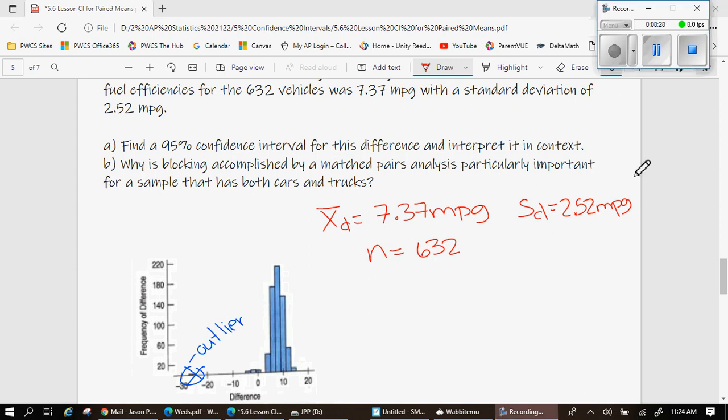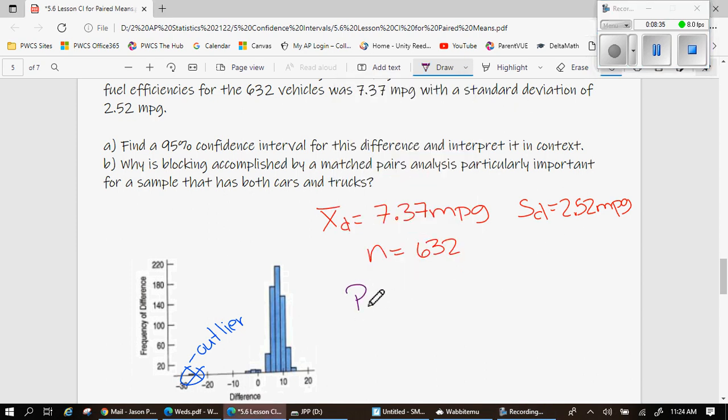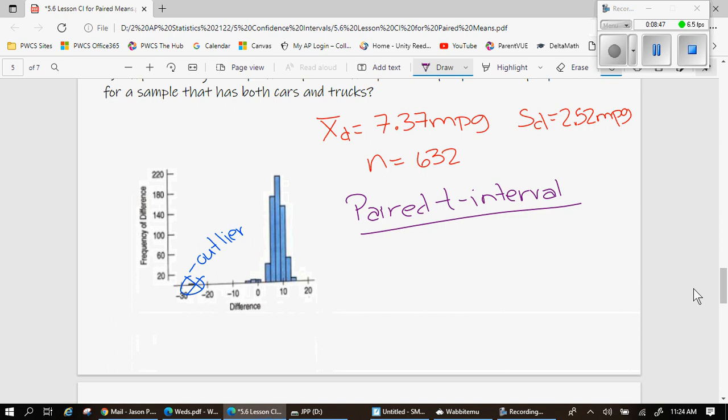So we're going to go ahead and do a paired t-interval. And you should name it paired t. You don't want to say just a one sample t-interval, because that's not what it is. It's a paired t-interval. We are looking at a confidence interval for a difference in two groups.